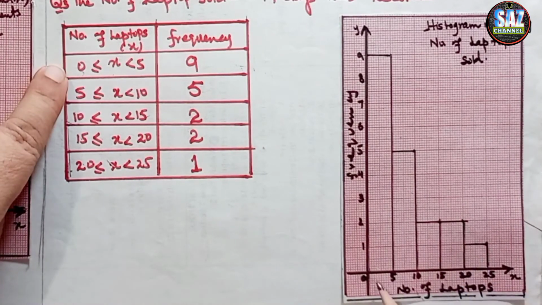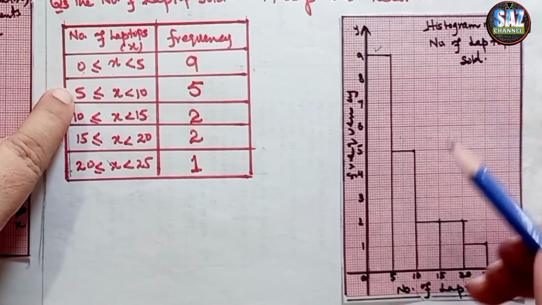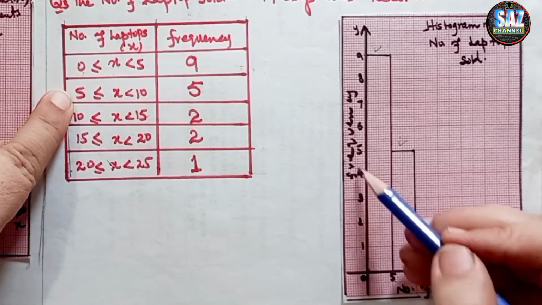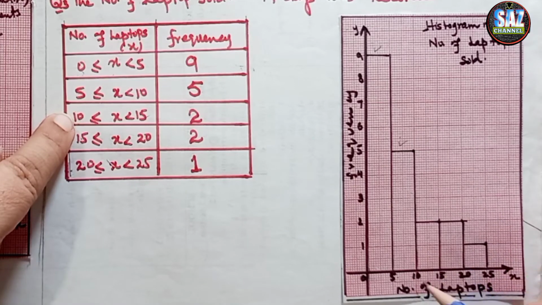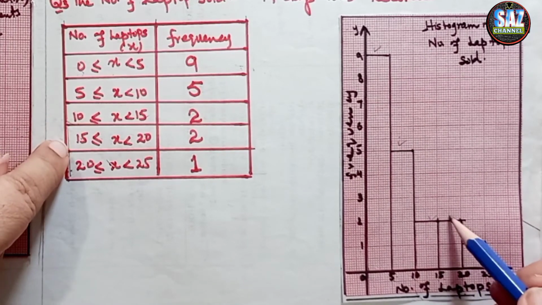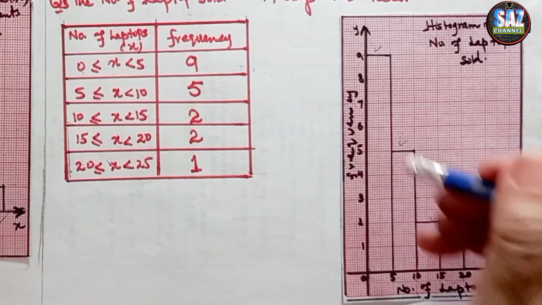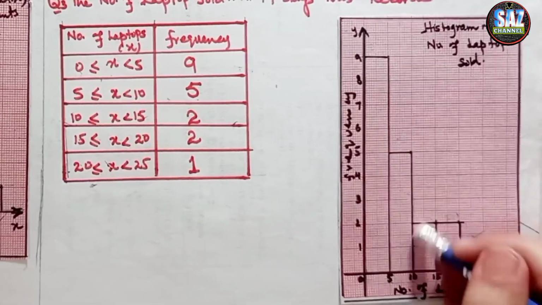From 0 to 5, it is 9. 5 to 10, it is 5: 2, 3, 4, 5, 6, 7, 8, and 9. 10 to 15, it is 2. Then 15 to 20, it's 2. Then 20 to 25, it's 1. Really great job. Okay, let me remove this work.